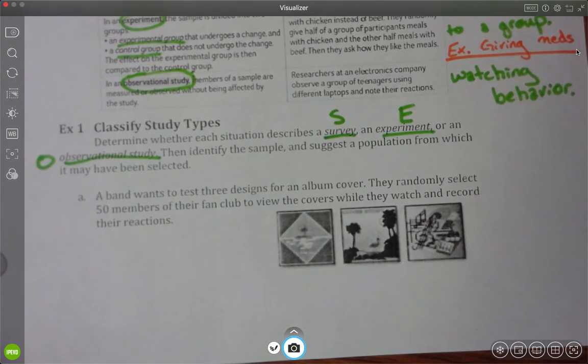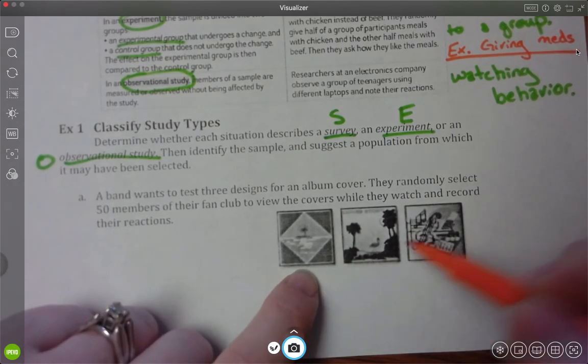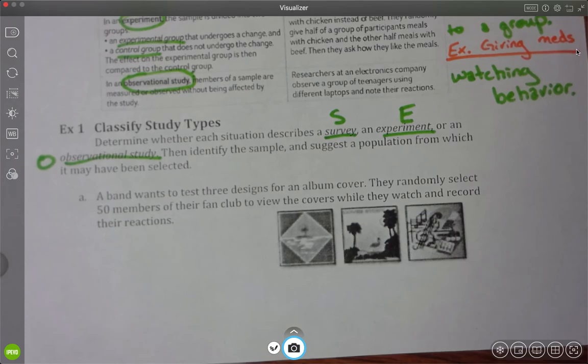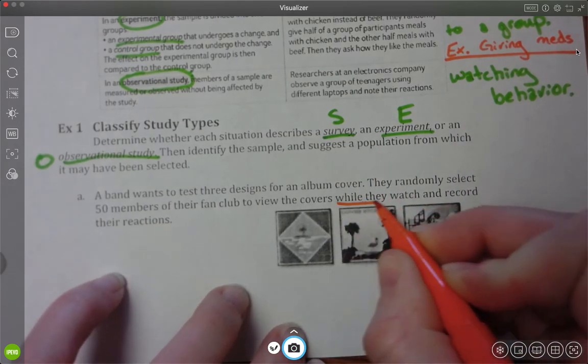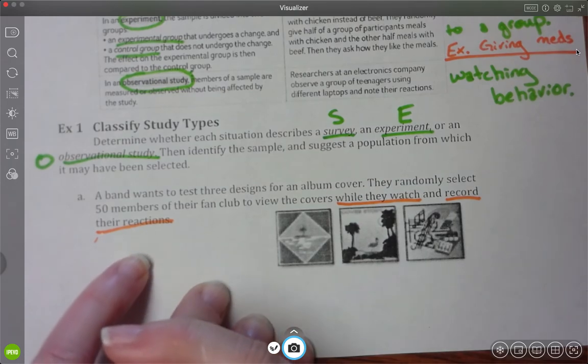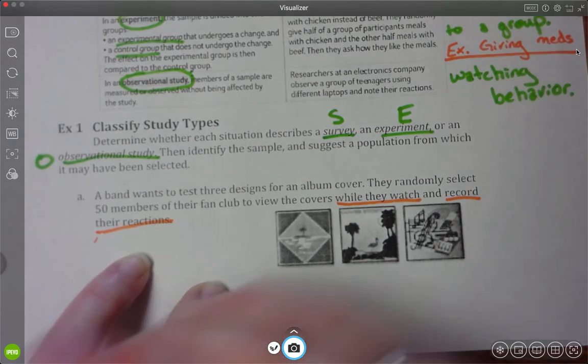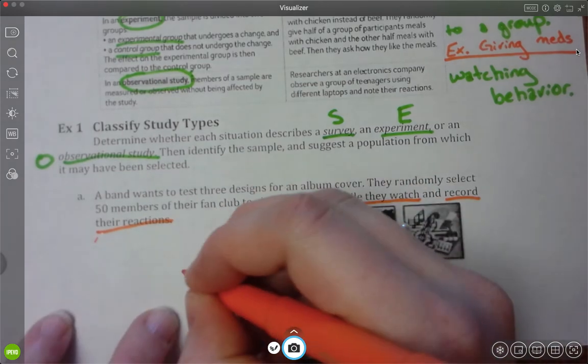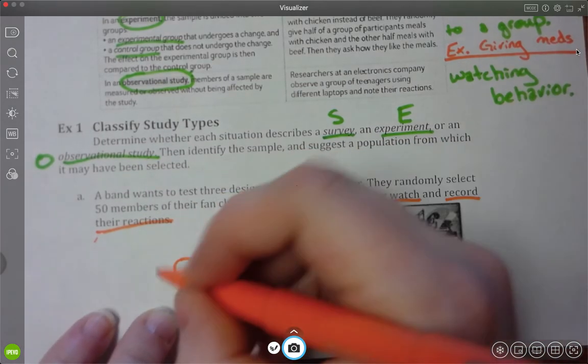So a band wants to test 3 designs for an album cover. Here are the 3 sample designs. They randomly select 50 members of their fan club to view the covers while they watch and record their reactions. So which one is that going to be? A survey, experiment, or observational study? They are observing, so this is going to be an observational study.